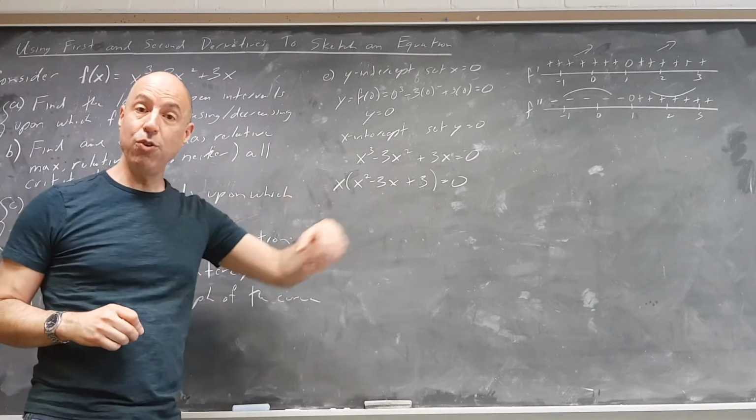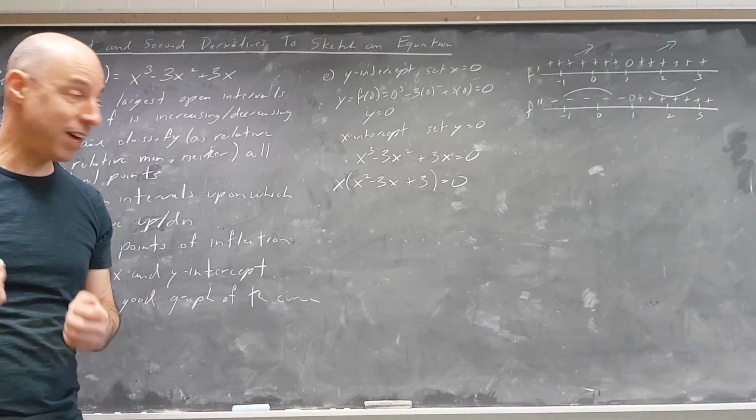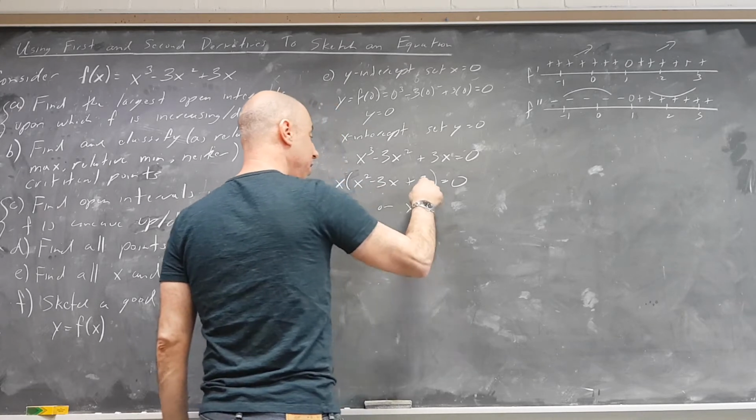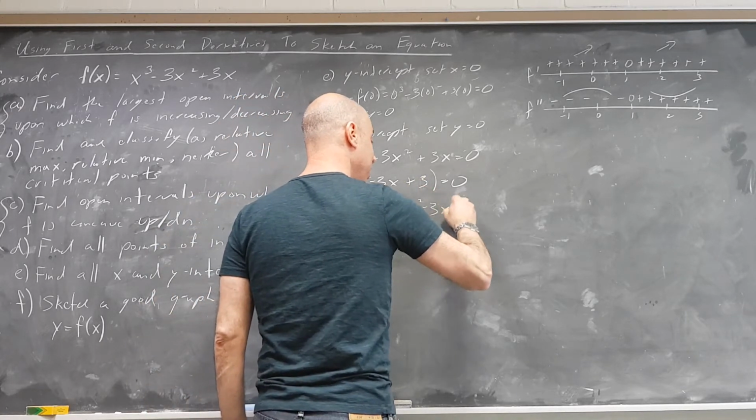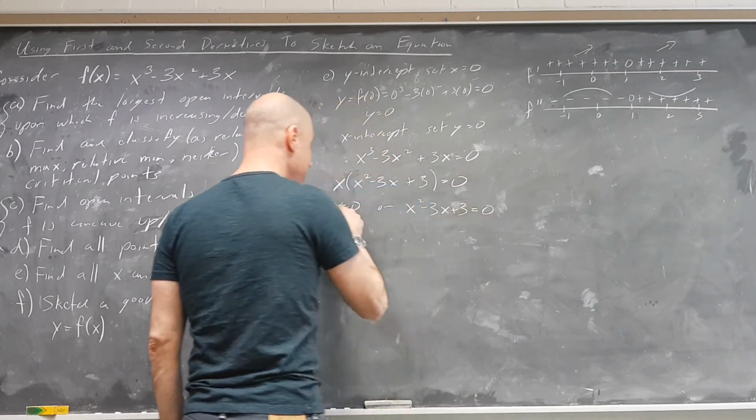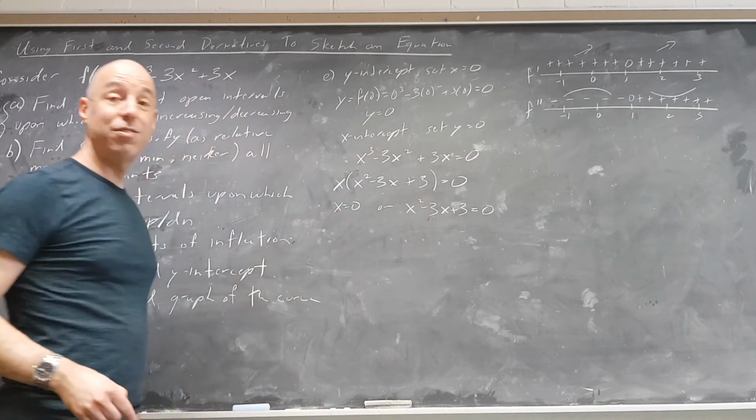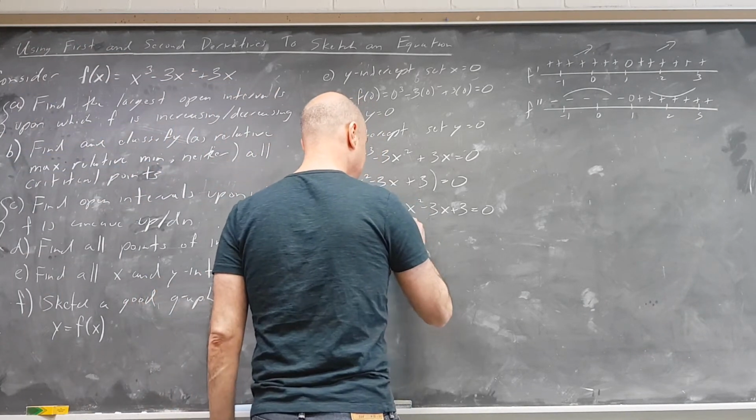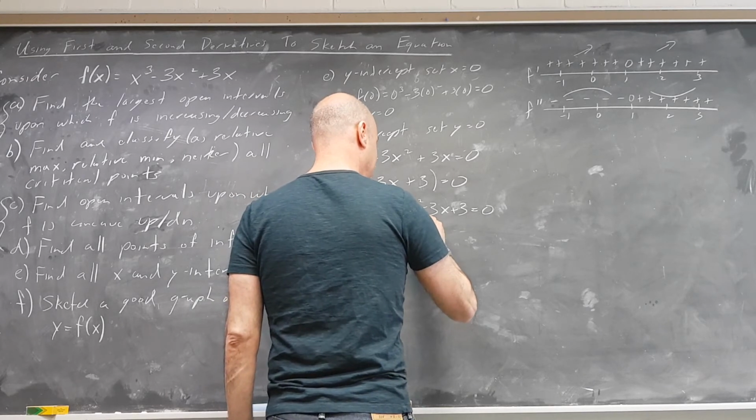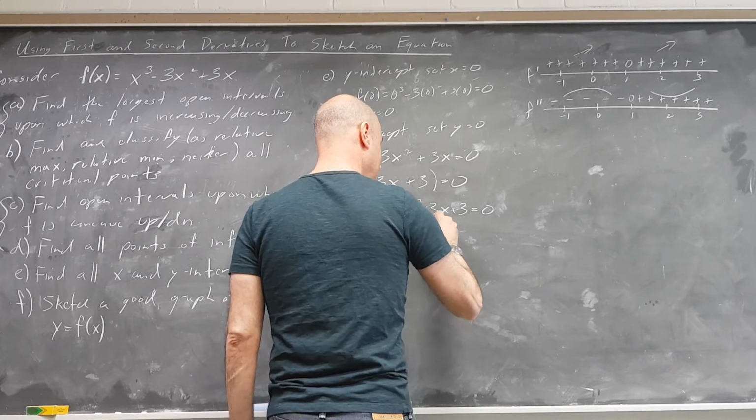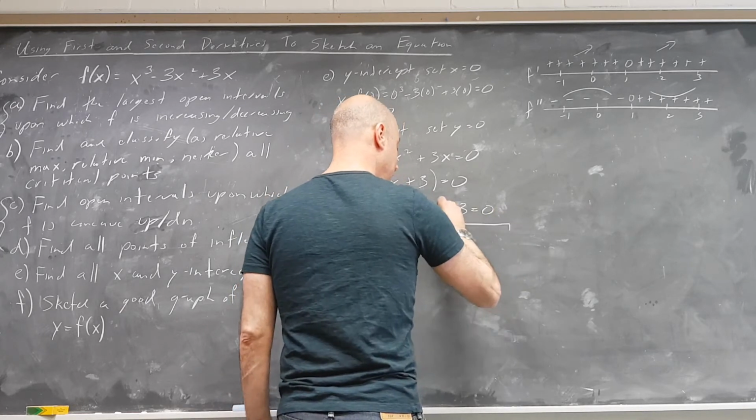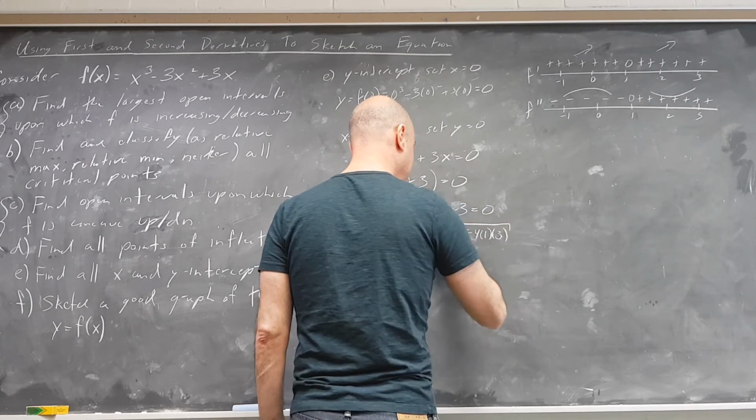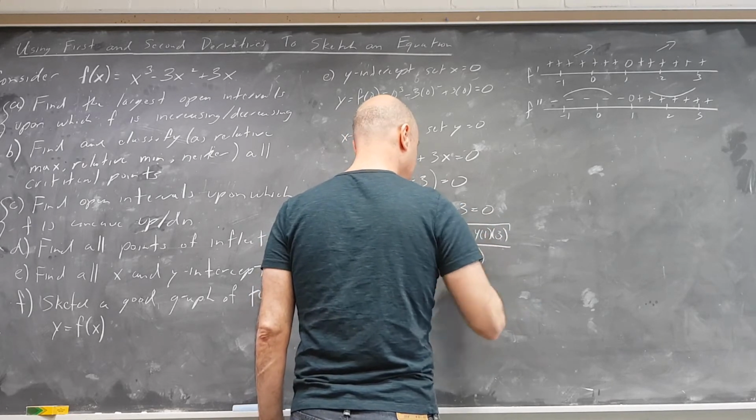And when the product of two or more things is 0, one of them has to be 0. So either x is equal to 0 or this bracket's equal to 0. X squared minus 3x plus 3 equals 0. So either x equals 0 or that's equal to 0. That doesn't factor nicely. We can go ahead and use the quadratic formula on it. So x equals negative negative 3, which is 3, plus or minus the square root of negative 3 squared minus 4 times 1 times 3, all over 2 times 1.